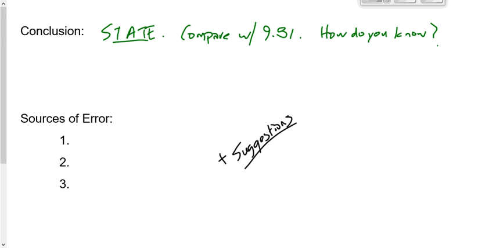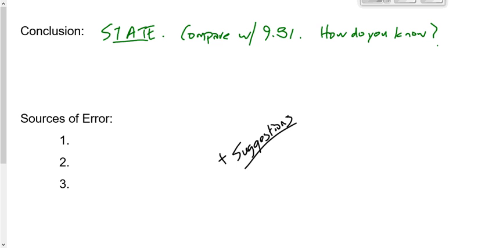Avoid the following. Avoid human error. "A mistake was made in calculating blah, blah, blah." Well, then fix it. That's not a source of error. You are not a source of error. Your partner is not a source of error. Avoid human error.